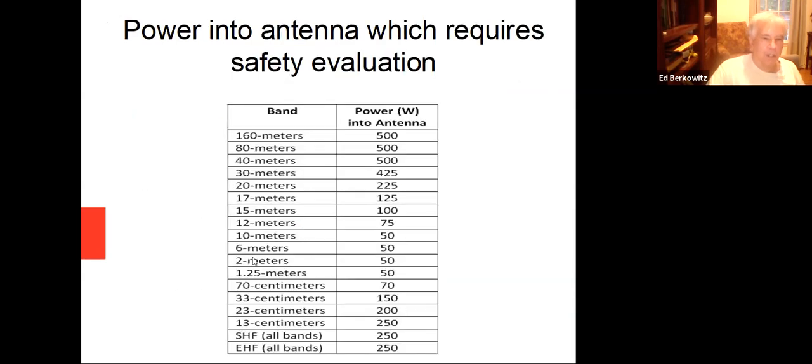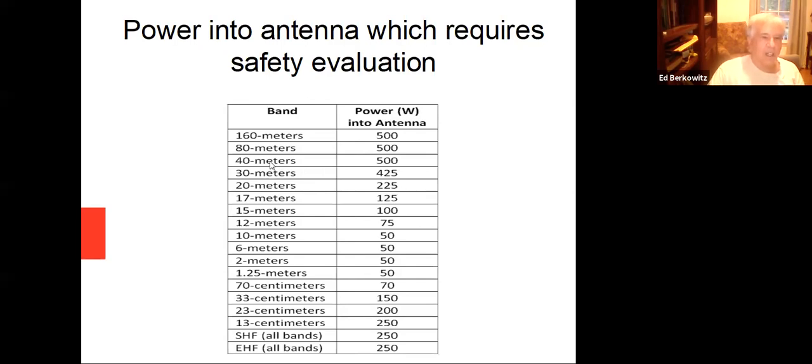So for example, if we'll say my favorite band is 20 meters, let's assume you were running 500 watts and you had a 3 dB loss, pretty poor quality coax in a long run. So that would be a 3 dB loss. In that case, you would have 250 watts into your antenna. Well, that's more than 225 watts. So you would have to do an RF safety evaluation, which we're going to discuss over the next few pages.